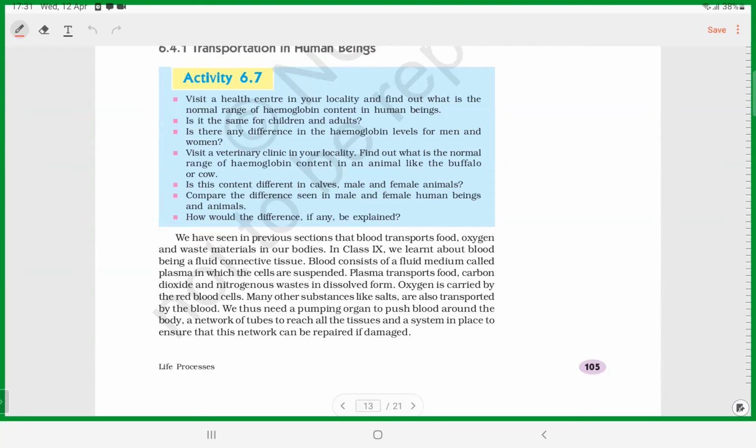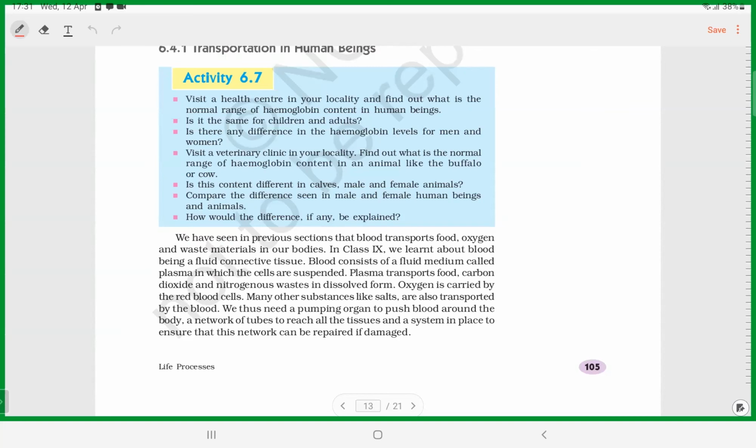Plants are autotrophs, animals are heterotrophs. Even in heterotrophs, we have different types, right? Parasitic mode of nutrition, saprotrophic mode of nutrition, and holozoic mode of nutrition. Okay, so we have different modes of nutrition, and then specifically humans. Okay, nutrition in human beings.